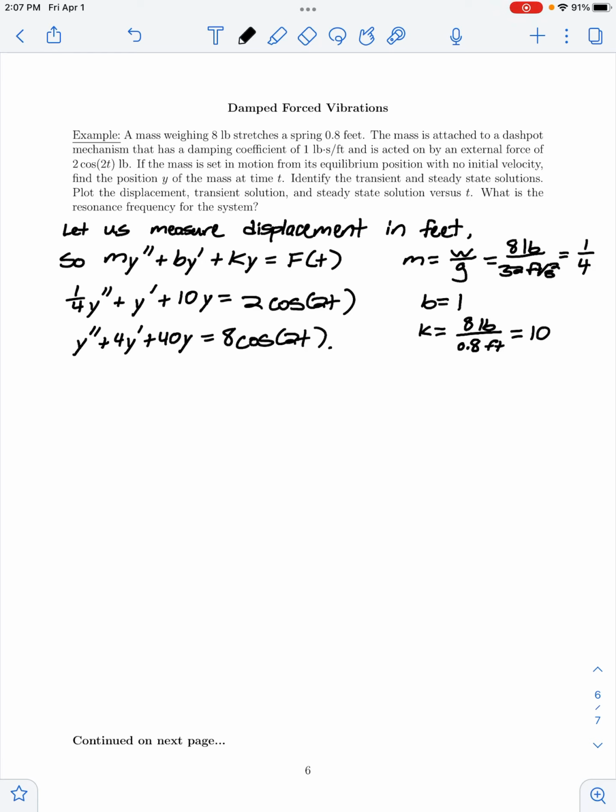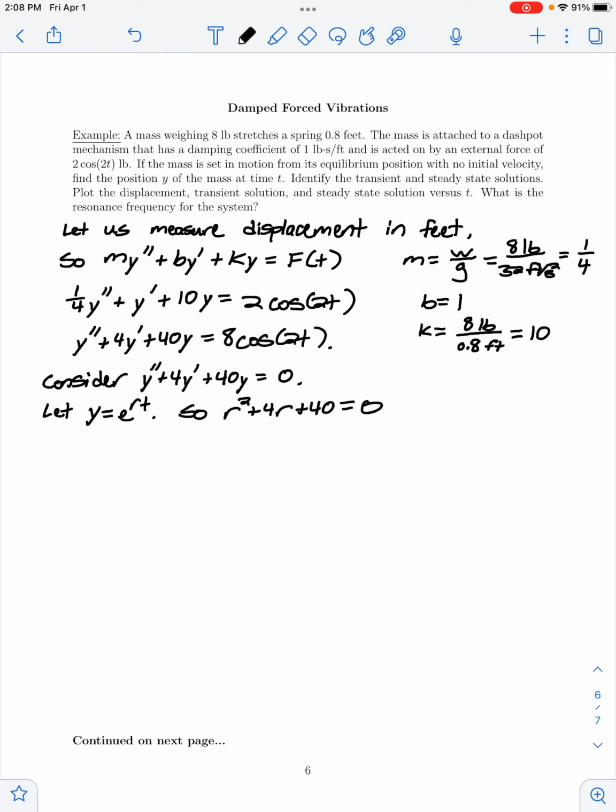So to solve this equation, well, we have a non-homogeneous second-order linear equation. So let's first look at the homogeneous equation. Let us consider y double prime plus 4y prime plus 40y is equal to 0. And to solve, we would look for solutions of the form y equals e to the rt power, so that r is a root of the characteristic equation, r squared plus 4r plus 40 is equal to 0.